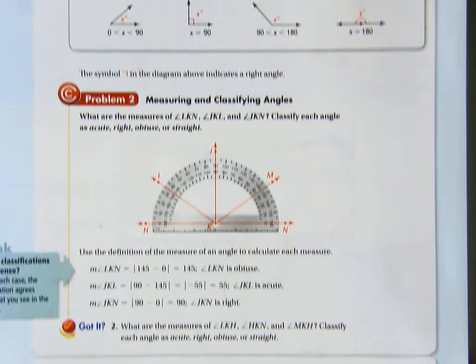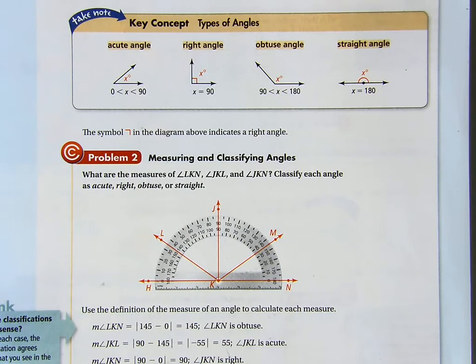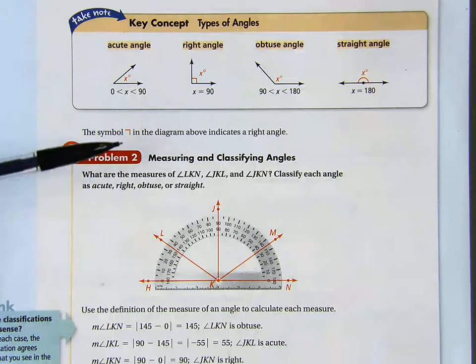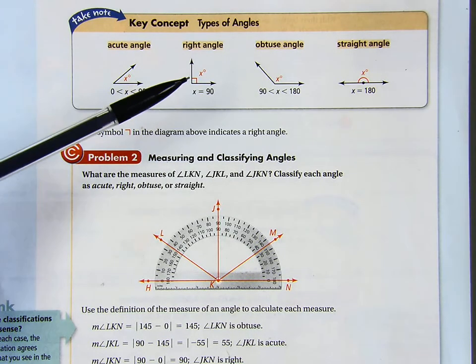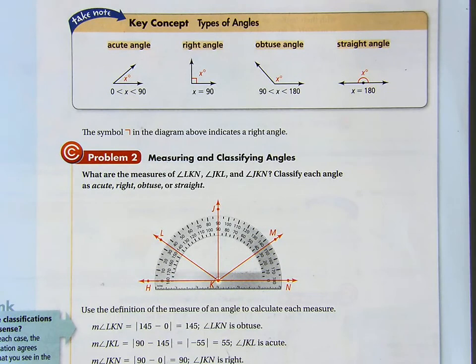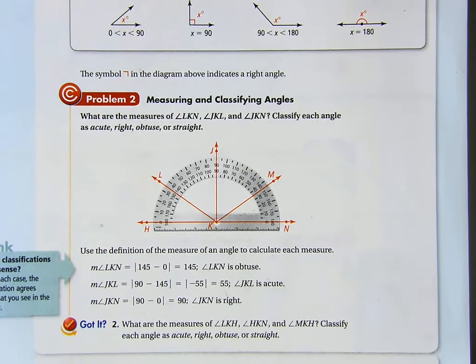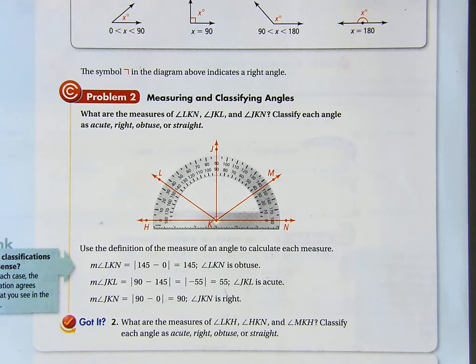Now, they mention this little box here. But this little box inside of an angle is the way that we signify that it's a right angle, or a 90-degree angle. Okay, and they mention that. Then down here they say measuring and classifying angles. To find the measure of an angle, they find the measure of a couple of angles.